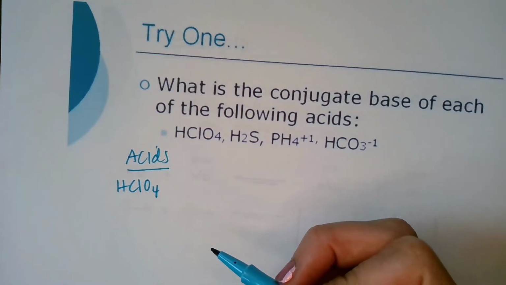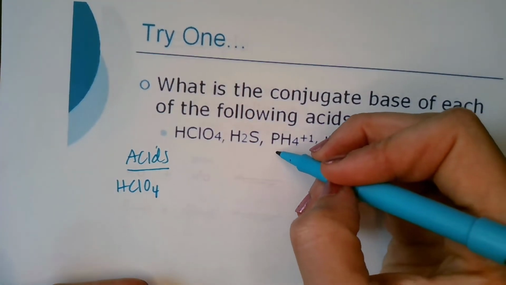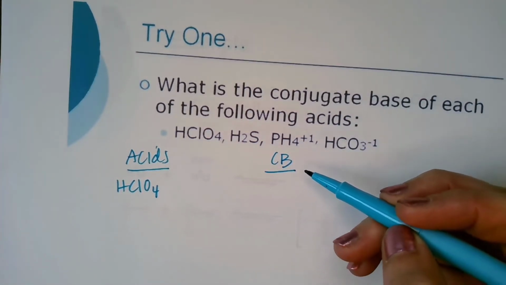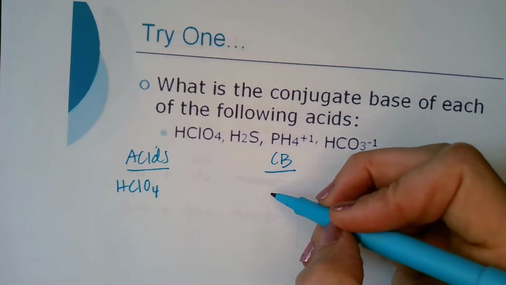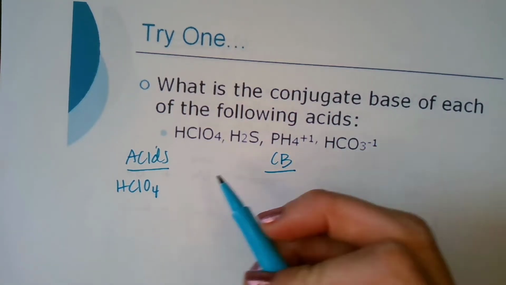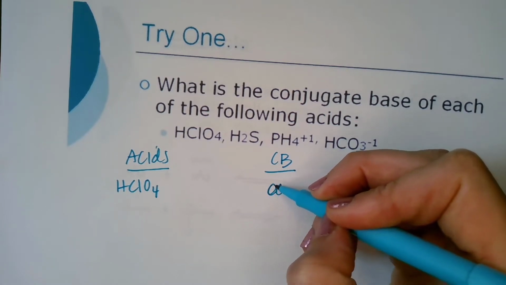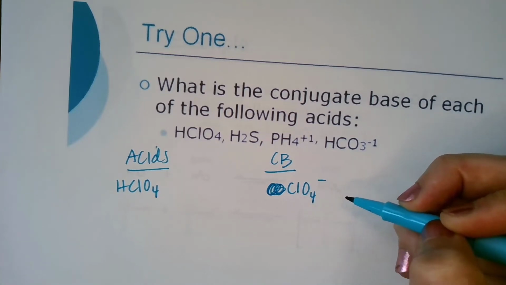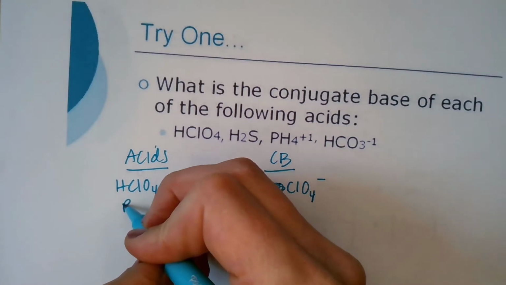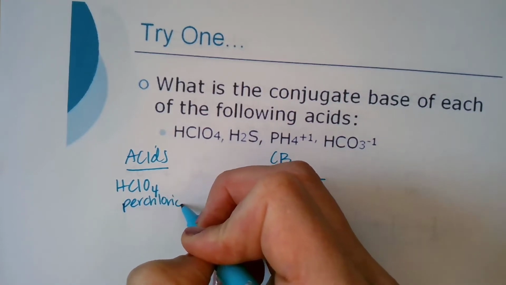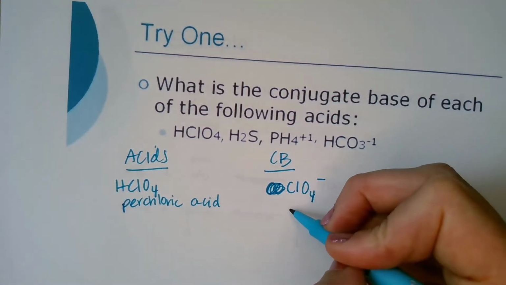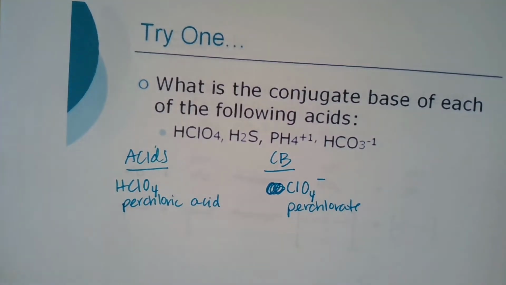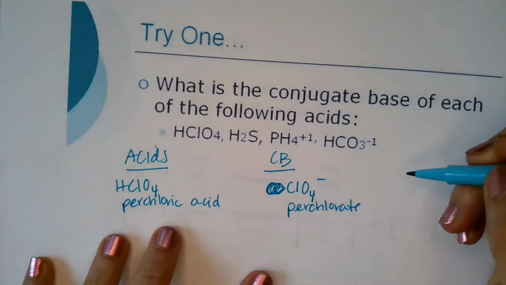So if I have HClO4, which is perchloric acid, its conjugate base would be losing a hydrogen. It only has 1 hydrogen to lose, so we would have ClO4 with a -1 charge, which is perchlorate. So here I have perchloric acid becomes perchlorate.